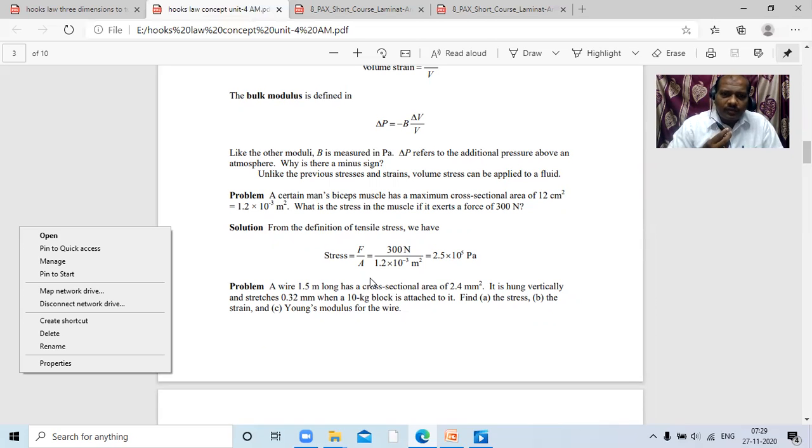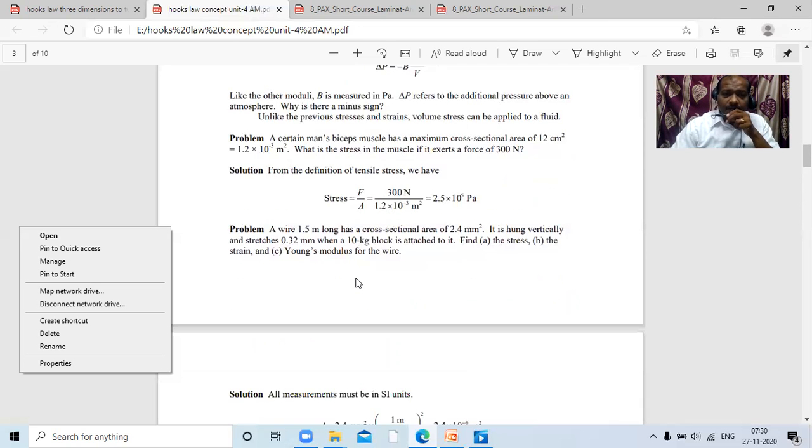So what we have to calculate is the stress. Stress is equal to force by area. Force is 300 newtons. Area is given, that is 12 centimeters square. If we convert it into meters, it is 1.2 into 10 to the power of minus 3 meters square. That is 2.5 into 10 to the power of 5 pascals. So this is a simple problem. This is a fundamental problem which we can infer.